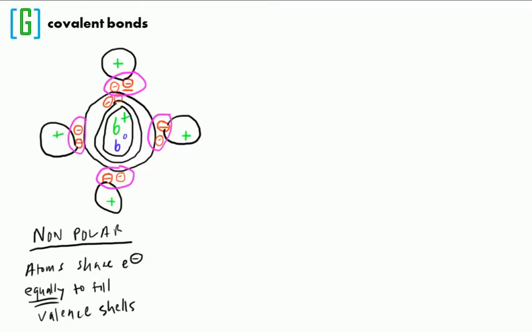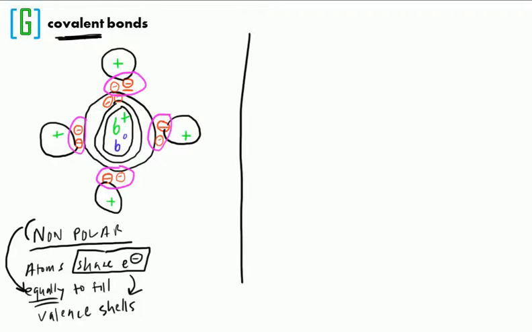Really what covalent bond means, if you go all the way back up here to the top, covalent bonds are all about sharing electrons in order to fill valence shells. And in the case of a non-polar covalent bond, what non-polar means is that those electrons are being shared equally by all the atoms that are involved. But there's a slightly different type of covalent bond that is important for you to know, especially in the case of biology as well.